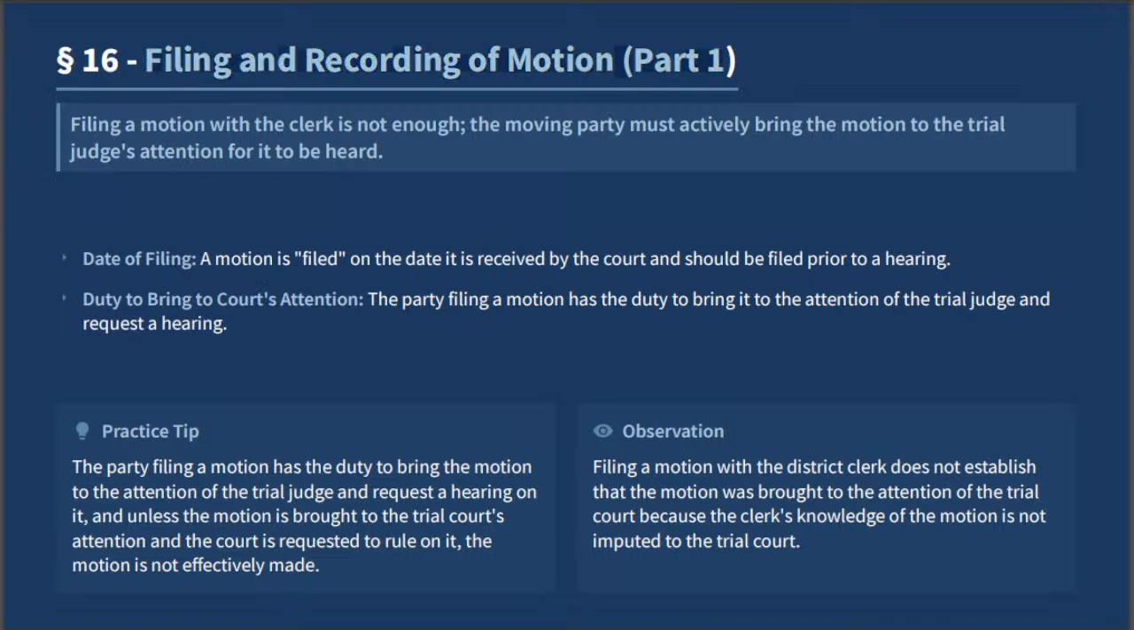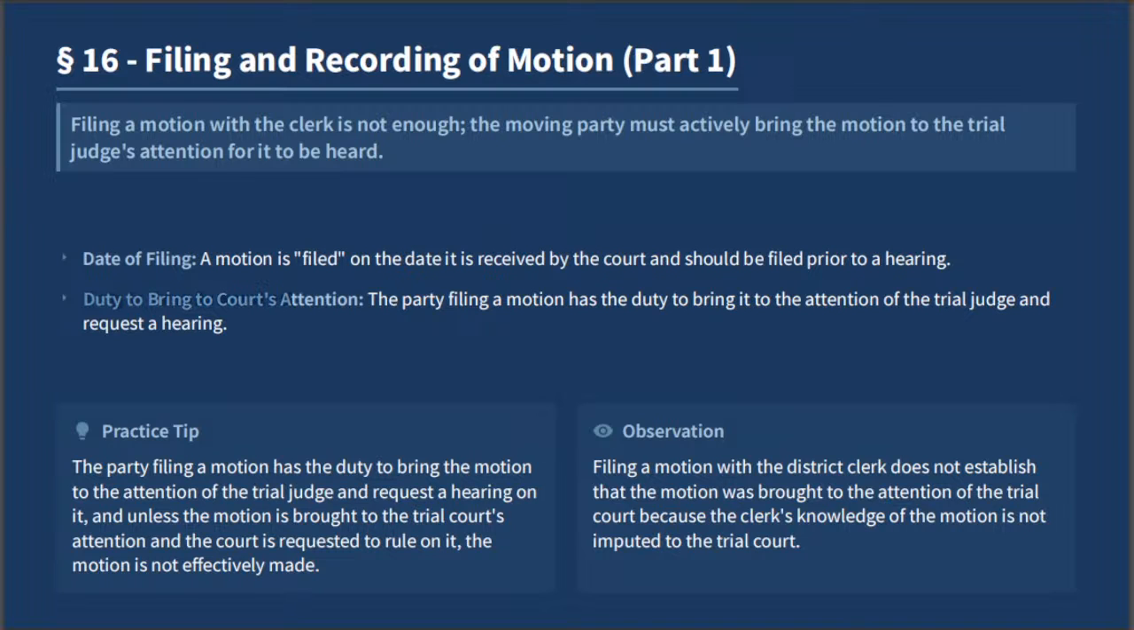Now we've got filing and recording a motion. Filing a motion with the clerk is not enough. The moving party must actively bring the motion to the trial judge's attention for it to be heard. The date of filing. A motion is filed on the date it is received by the court and should be filed prior to a hearing.